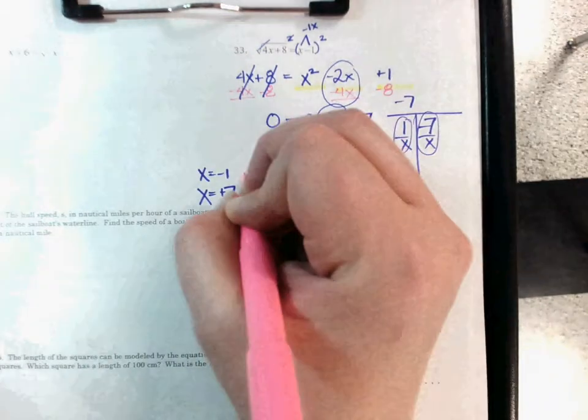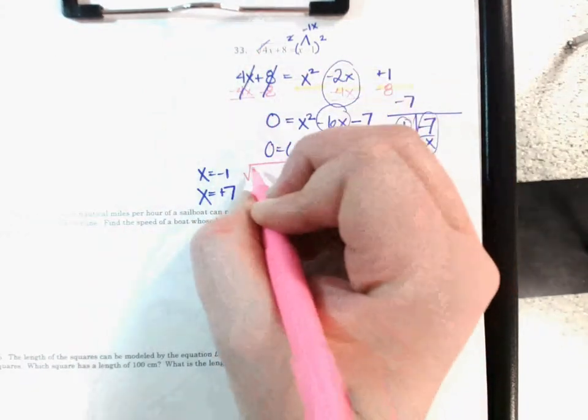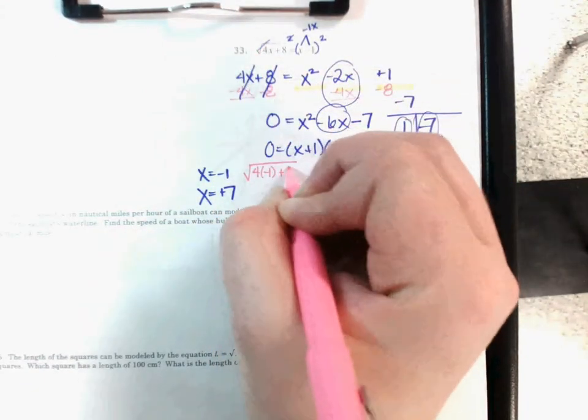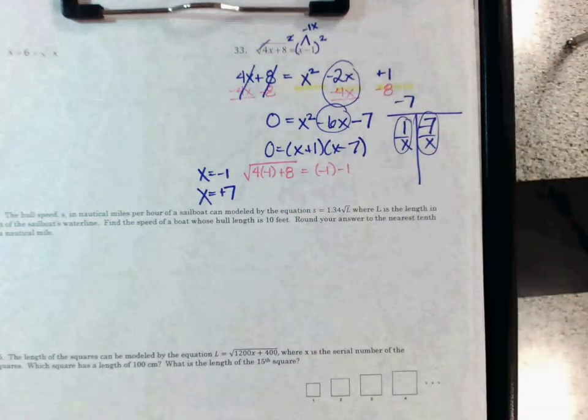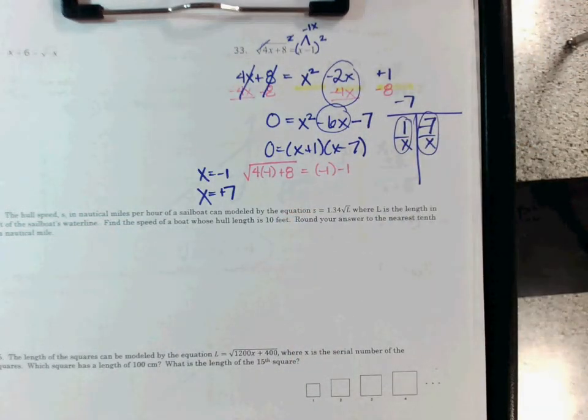So I'll check the first one on here. It'd be 4 times x, which is negative 1, plus 8. And then negative 1 minus 1. And then I'll plug in both sides, make sure they match. If they do, put a check. If they don't, cross it out, put an ES for extraneous. Okay?